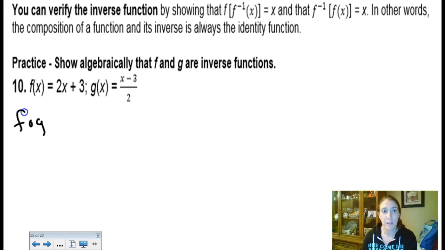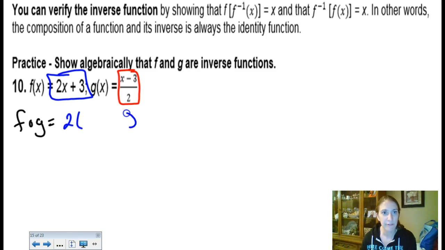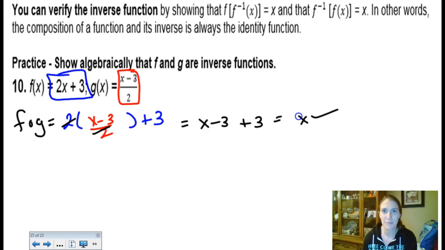And we start with f. It doesn't matter which one you start with. I should get my colors one day. There's f, so I'm going to write down the skeleton of f and throw g inside of it. And I'm going to go to town simplifying. Ready? 2's cancel. x minus 3 is left, still have a plus 3. What do you know, ladies and gentlemen? It equals x. So now we go the other way.